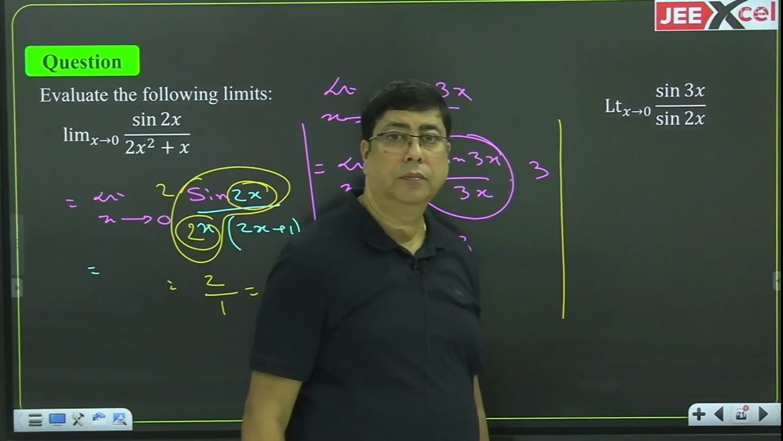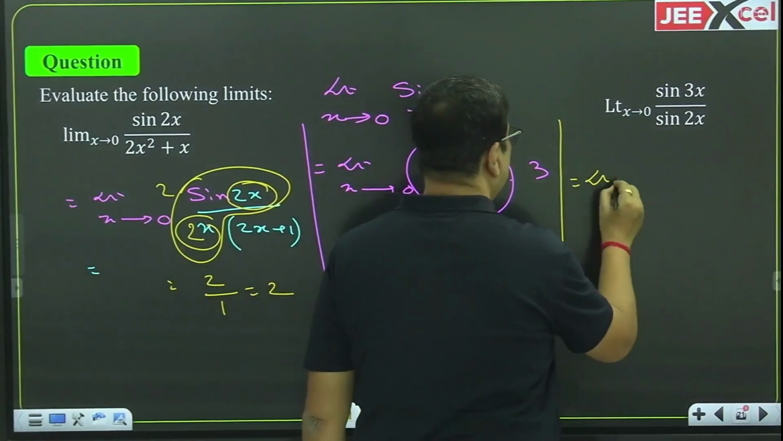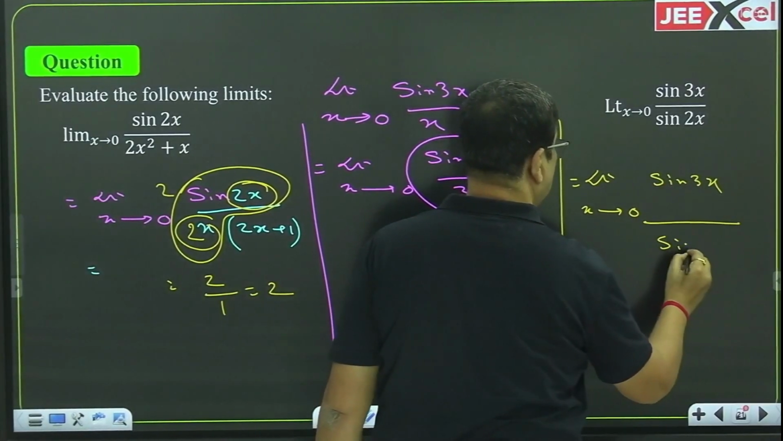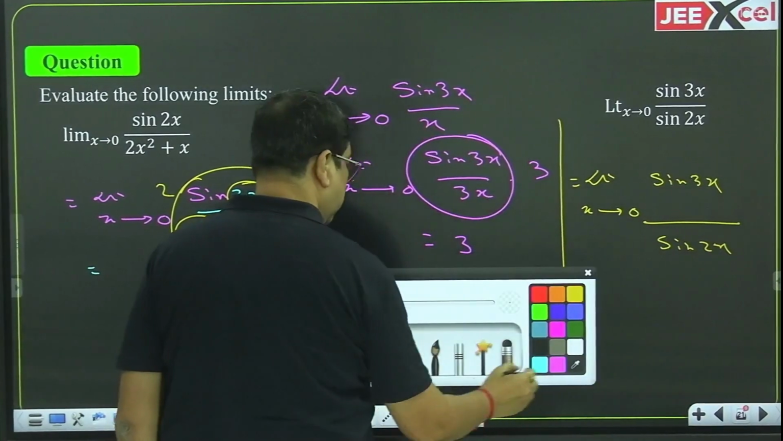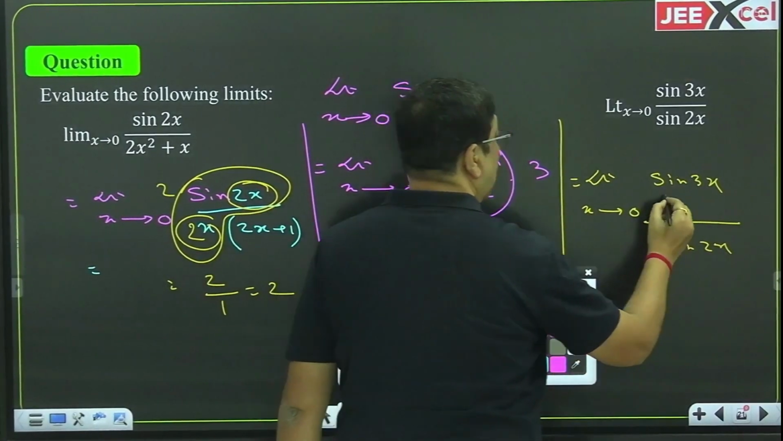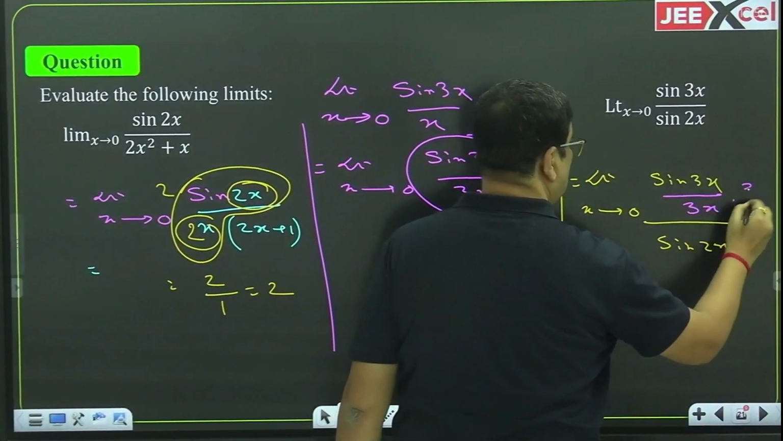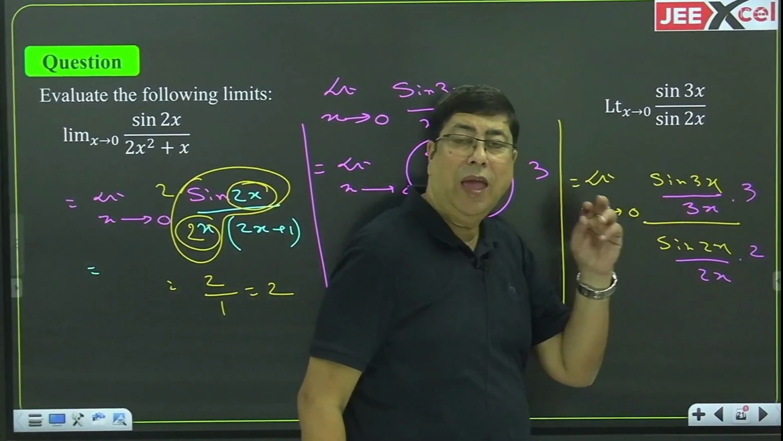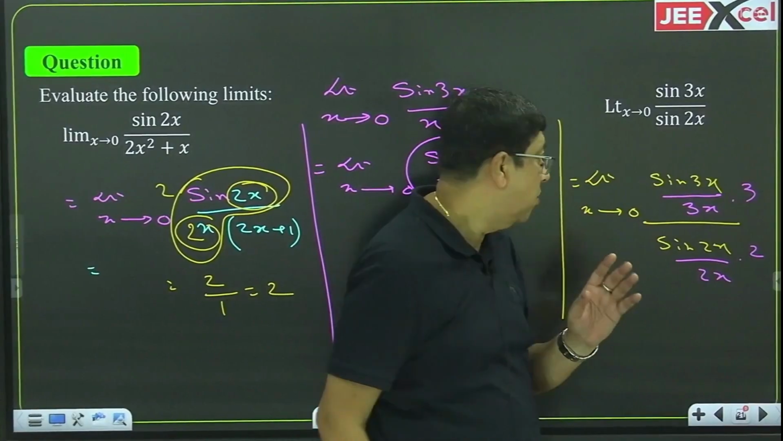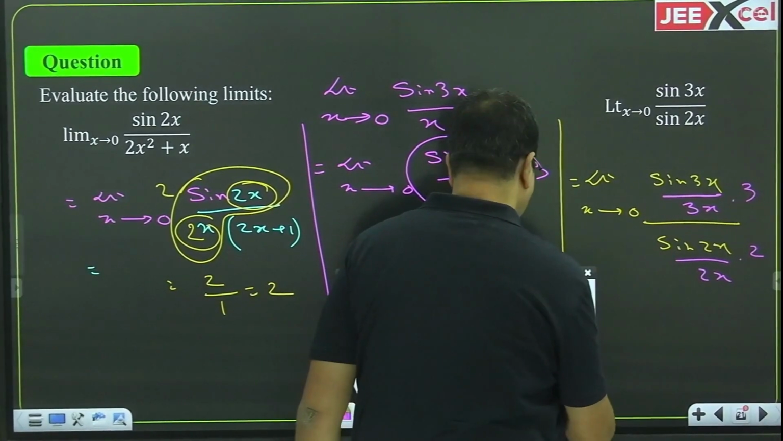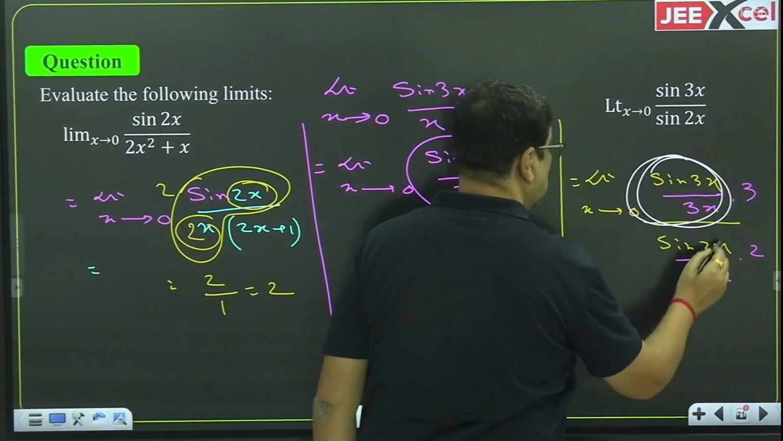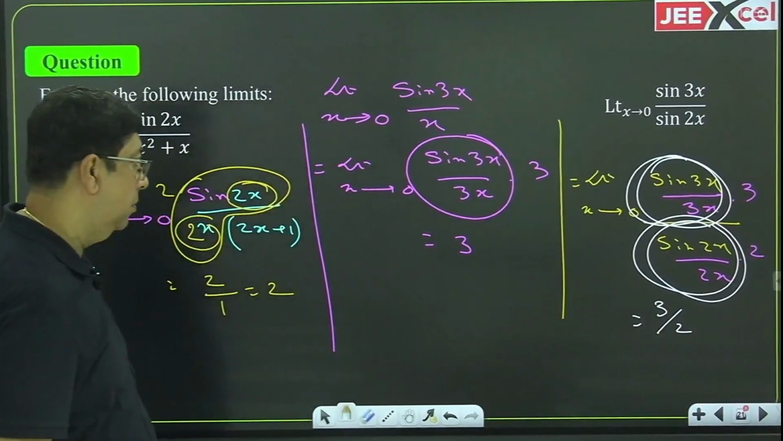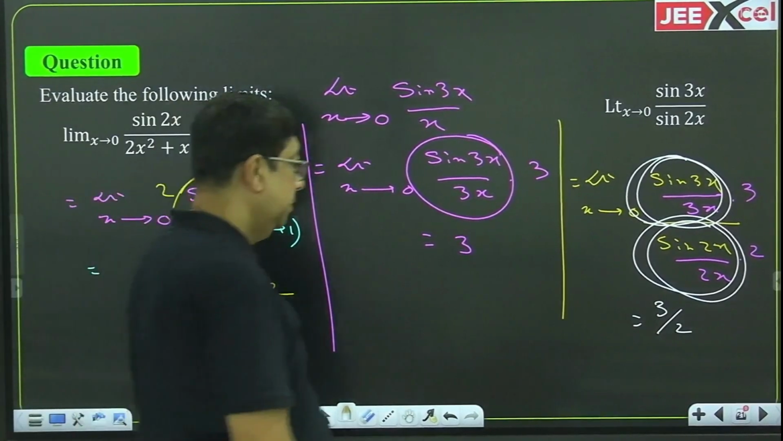Similarly, this sum, limit x tends to 0, sin 3x by sin 2x. Now we can multiply here 3x by 3 and 2x by 2. Now see, these two are same, and if x is 0, 3x is 0, 2x is also 0. So this is coming to be the sin x by x formula. This is 1, this is 1. Answer is coming 3 by 2. Okay.